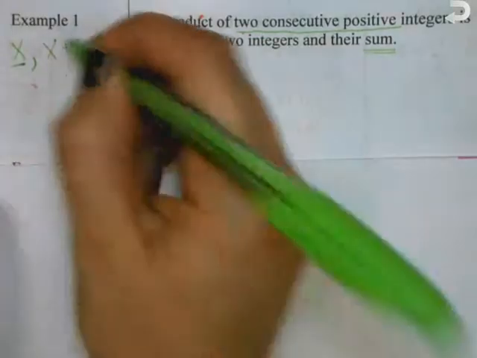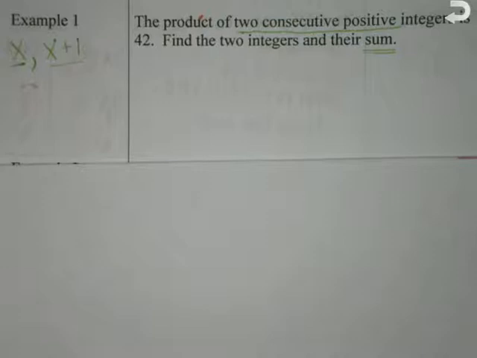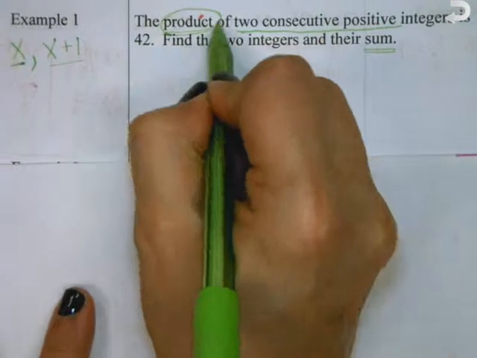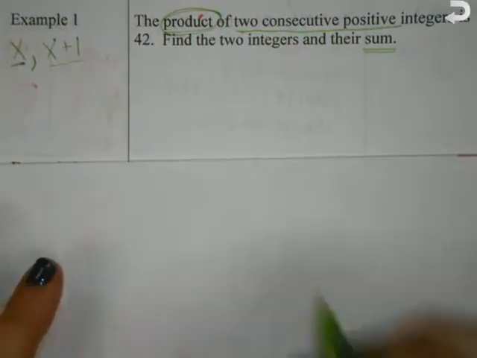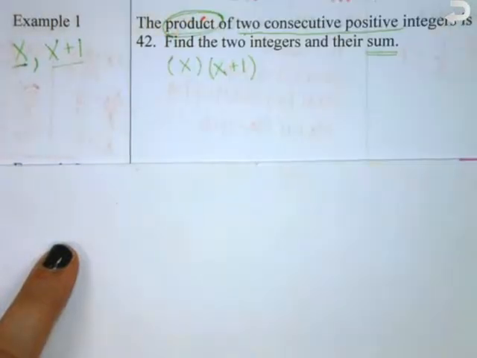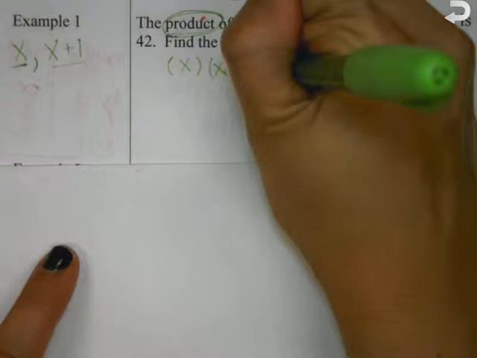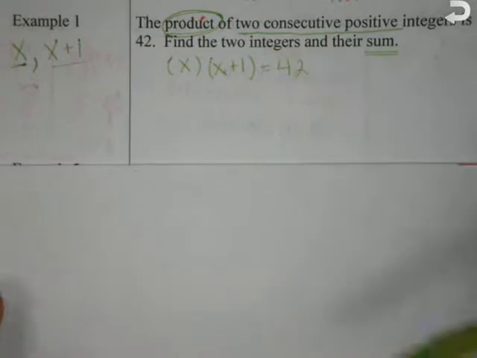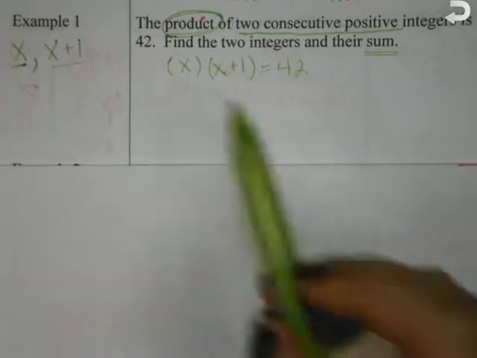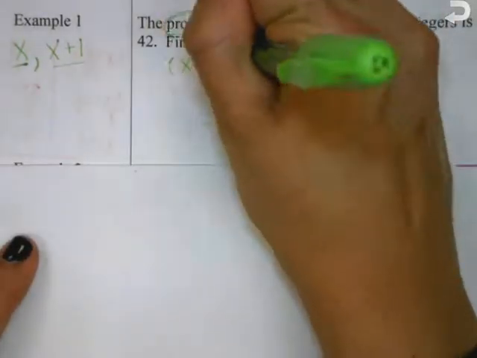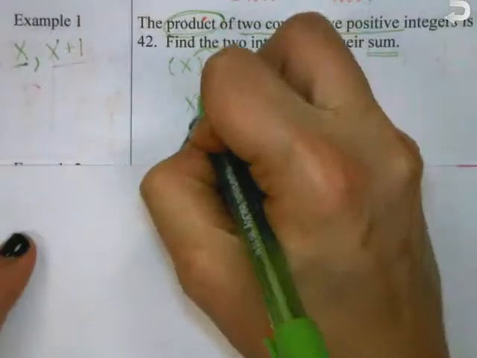And now let's use the information that we have to solve the problem. So this is telling me that the product of those 2. So what does that mean I'm actually going to be doing? Multiplying. So this is going to be x times x plus 1 is equal to 42. Okay, so let's solve for x here. What property would I use? Distributive. So distribute. So that gives me x squared plus x equals 42.